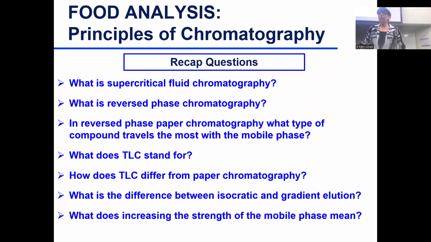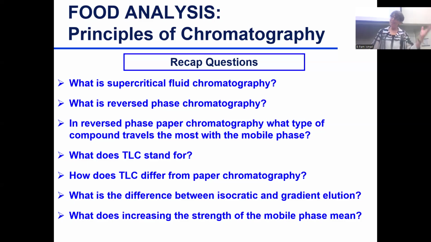What is supercritical fluid chromatography? How would you define it? What's the stationary phase? What's the mobile phase? Why is it called supercritical? Any thoughts? Guesses? What's supercritical about it? It's supercritical because of what the mobile phase is. One word, anybody? Polar? Well, it's not one word.